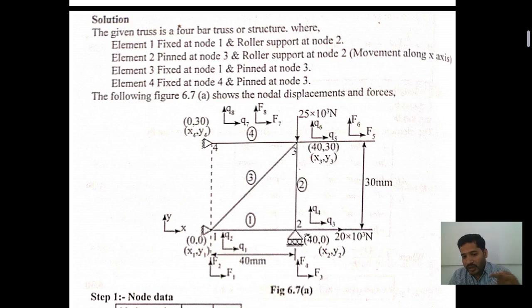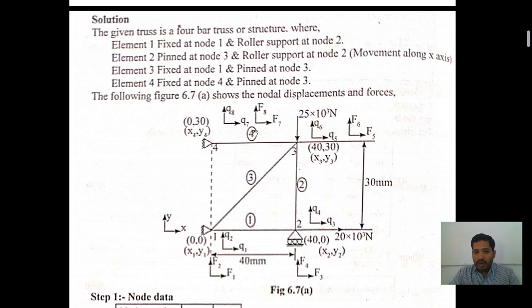Here, a tensile force is acting. How much tensile force is acting? 20 into 10 power of 3 Newton tensile force is acting toward the right side. At that time, the nodal displacements Q3 as well as Q4 are also acting here. Then come to the pin support. Here one compressive force is acting. How much compressive force? 25 into 10 power of 3 Newton compressive force is acting. Clear here? Then the nodal displacements Q5 and Q6 are acting, as well as the nodal forces F5 and F6.